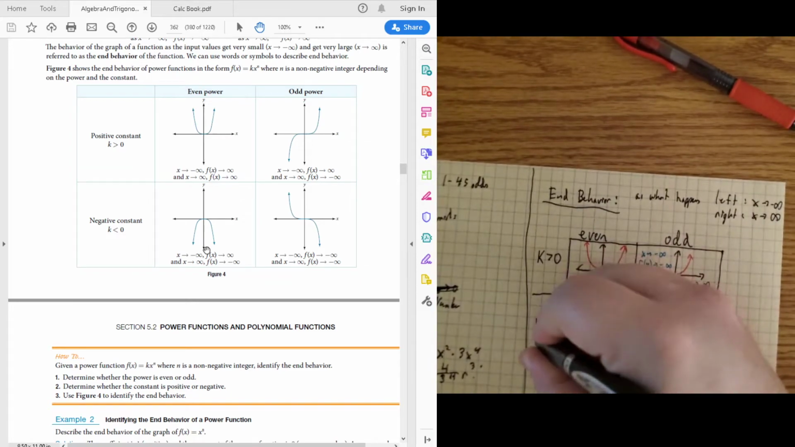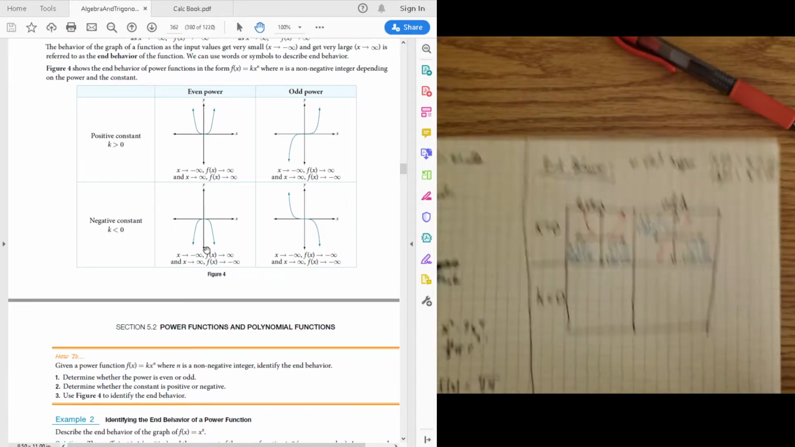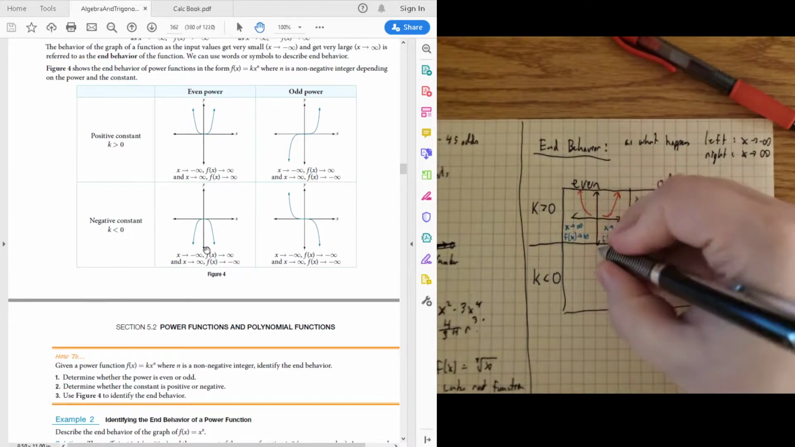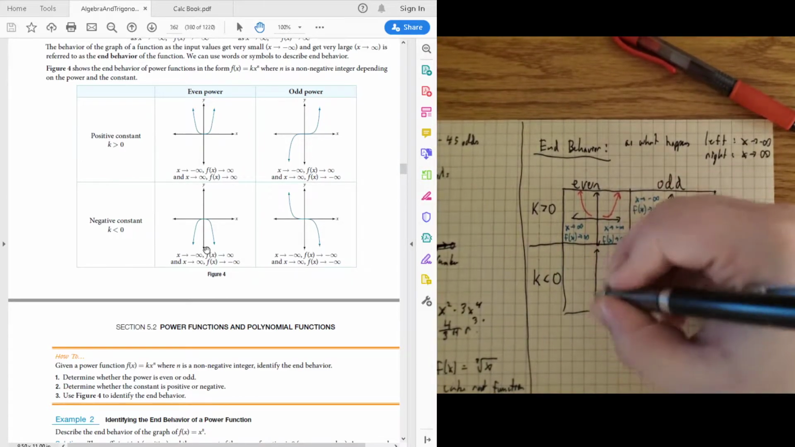Okay, what happens if your k is less than 0? So in other words, what happens if k is negative? Well, slightly different story.